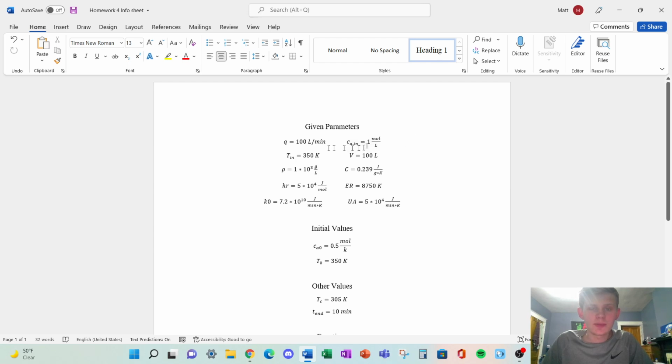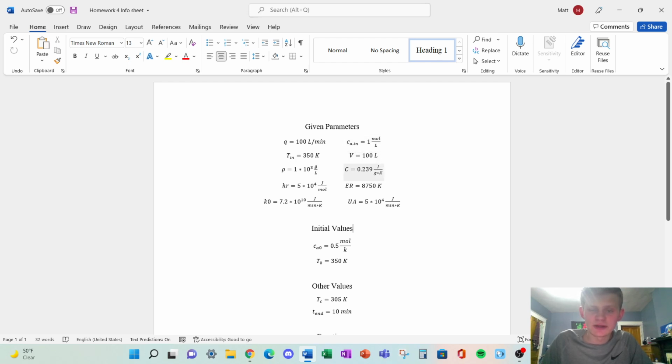So our given parameters for our actual reactor are that our flow rate in is 100 liters per minute. Our temperature coming in through our flow rate is 350 Kelvin. Our density of the material is 1 times 10 to the exponent of 3 grams per liter. Our concentration of our material coming in is just 1 mole per liter. Our volume of the tank is going to be 100 liters.